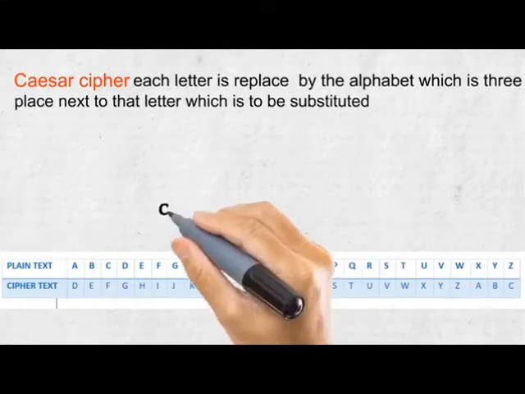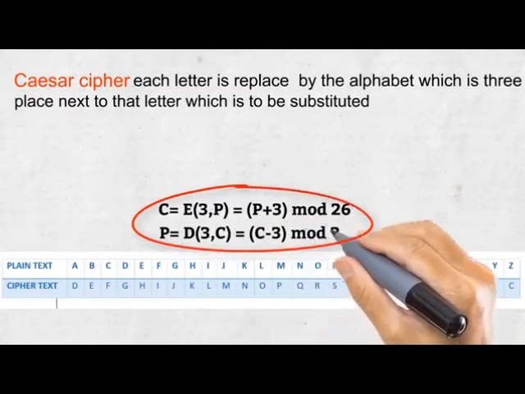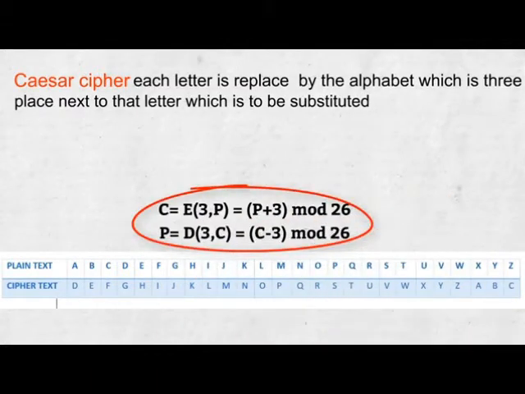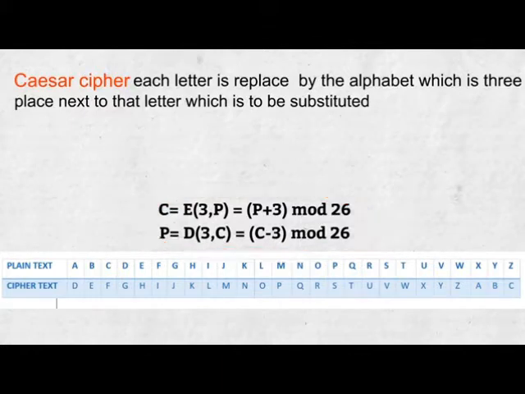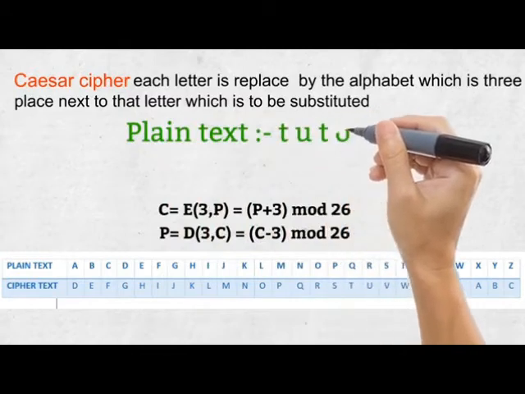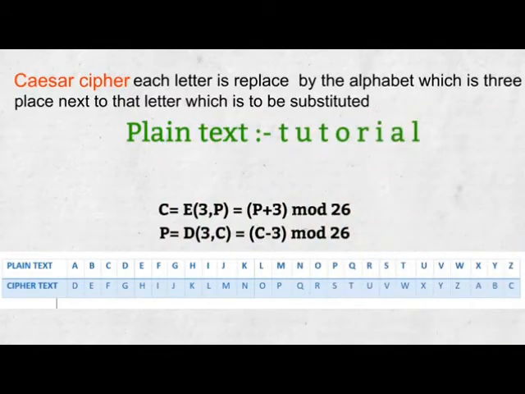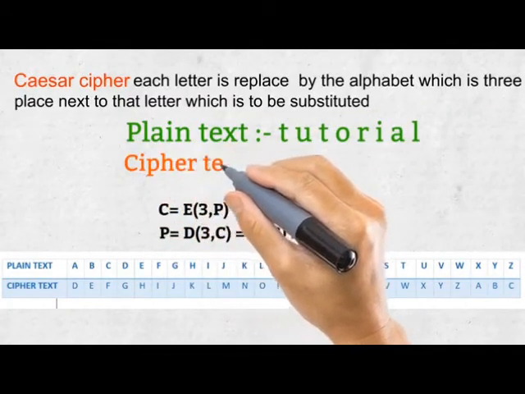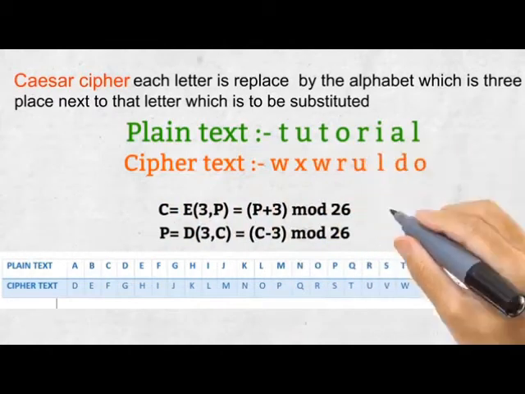Now we can define the Caesar cipher with a mathematical expression here. C is ciphertext, E is for encryption, P is for plain text, and D is for decryption. Now take an example here. With the help of this example, our plain text is tutorial. We have to convert it into ciphertext.